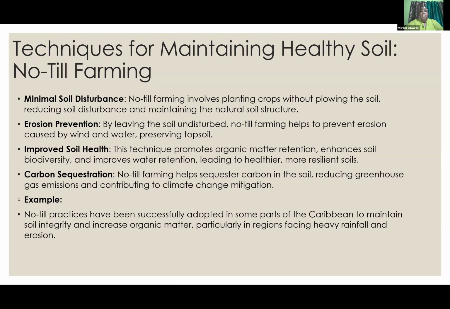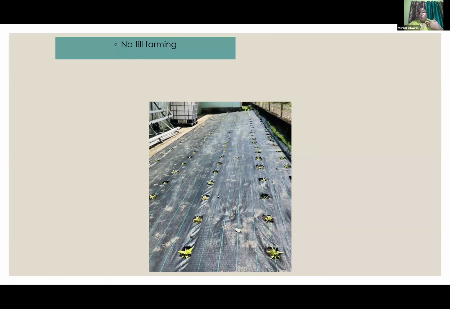So minimal soil disturbance is very important, one, to prevent things like erosion, and also to improve your soil health, right? So you could start adding organic matter around that area, could mulch that area, and that will basically help, right? So some examples of no-till farming. Here's a picture where we level the area, put down ground cover, and we just dig holes and plant pineapple.